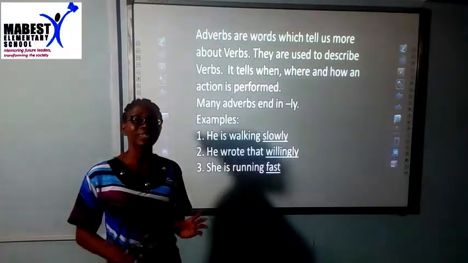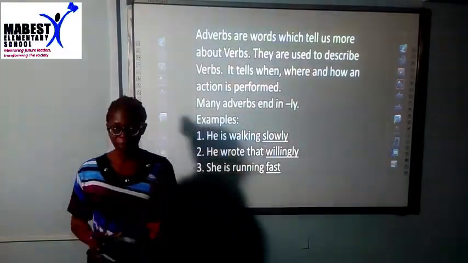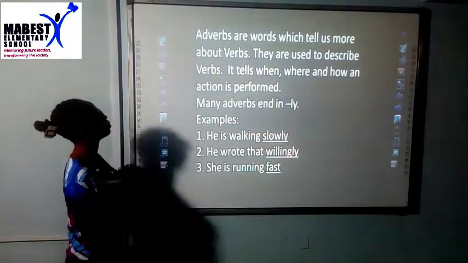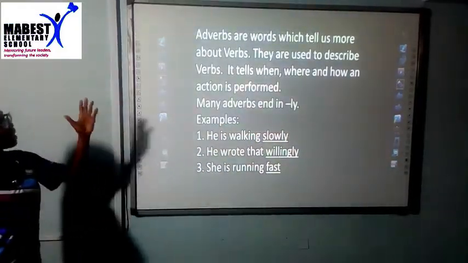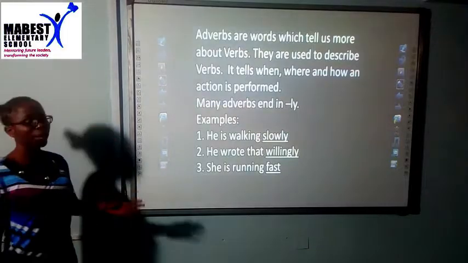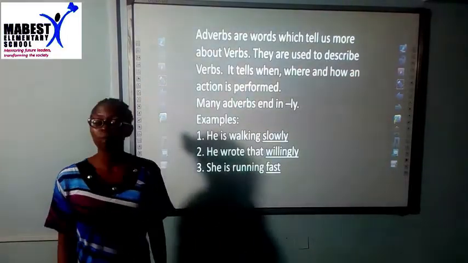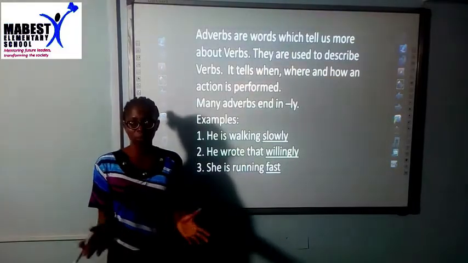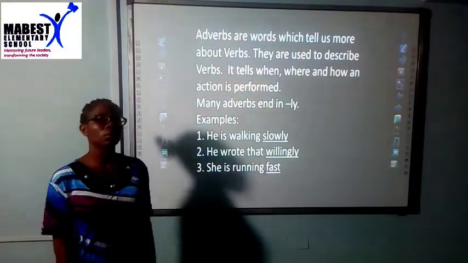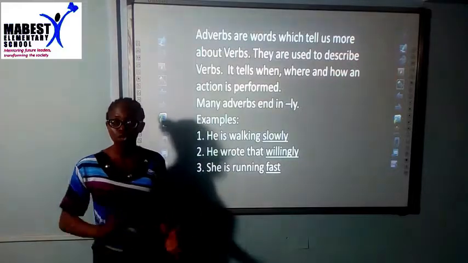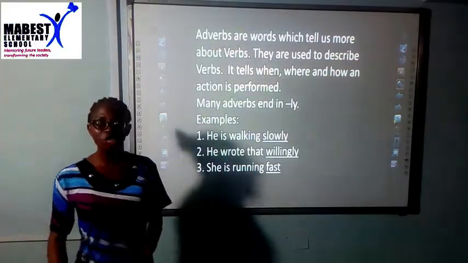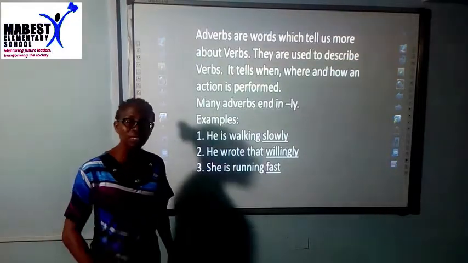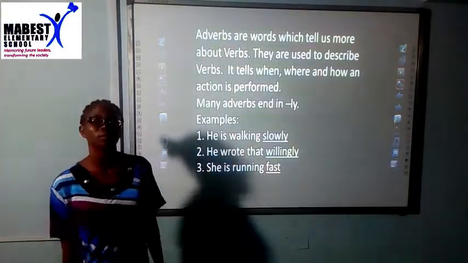Just like I said, our main focus for today is adverb. What is an adverb? Adverbs are words which tell us more about verbs. From the words ad and verb, you can see that it has something to do with verbs. An adverb tells us more about an action that is being performed by the subject in a sentence.